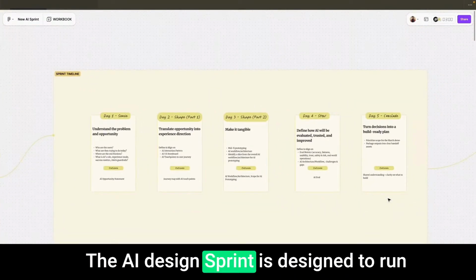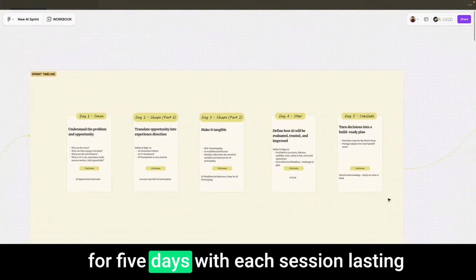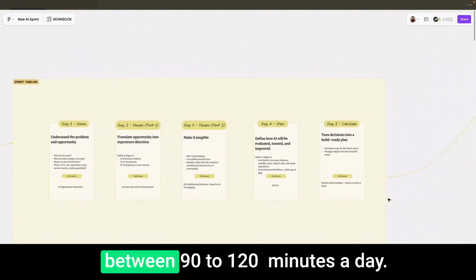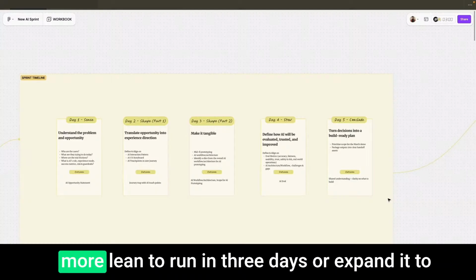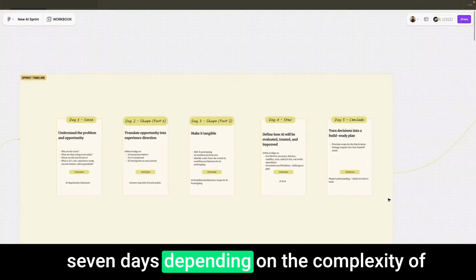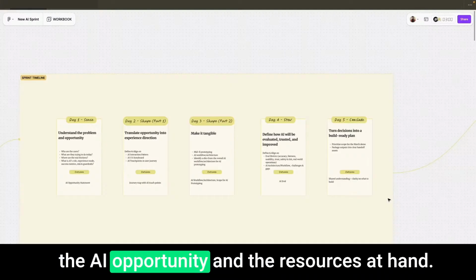The AI design sprint is designed to run for 5 days, with each session lasting between 90 to 120 minutes a day. However, the format is flexible and can be made more lean to run in 3 days or expanded to 7 days, depending on the complexity of the AI opportunity and the resources at hand.